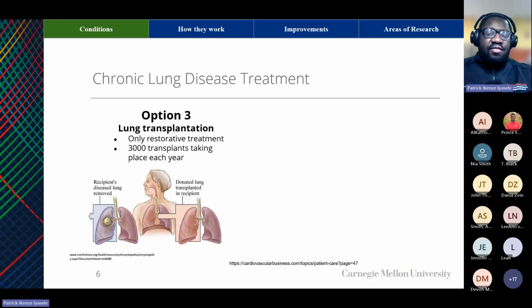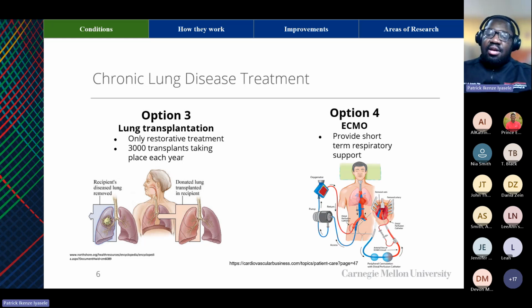The gold standard treatment for severe chronic lung disease is a lung transplant. It is the only restorative treatment, as there is no currently available treatment that can restore lung function. The issue with lung transplants, like any other organ transplant, is the lack of donors. Only 3,000 transplants take place each year, and the number of candidates added to the lung transplant list outpaces that number. Because of this, artificial lungs, or ECMO, in recent years has increasingly been used as an alternative to mechanical ventilation for short-term respiratory support as these patients wait for transplants to become available.